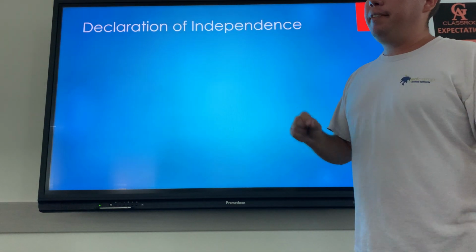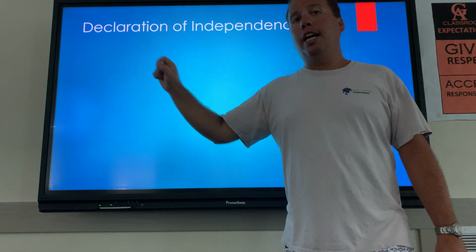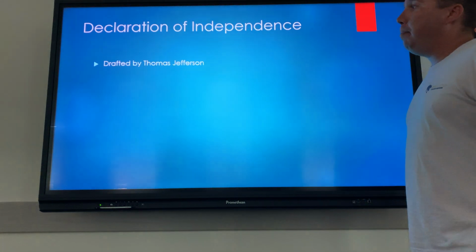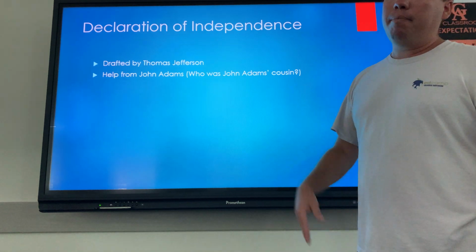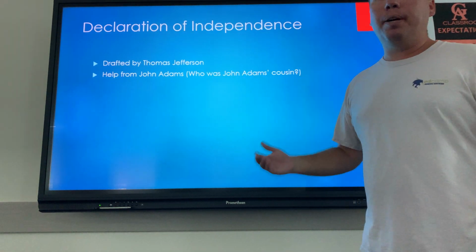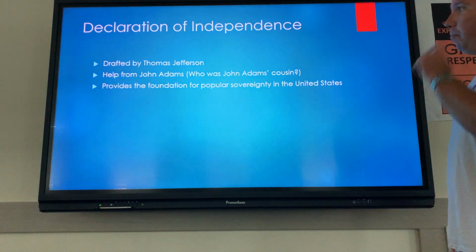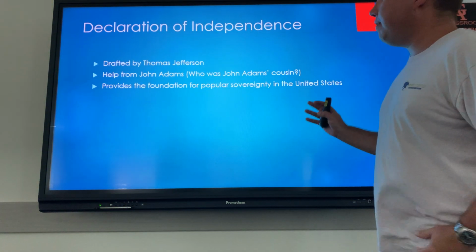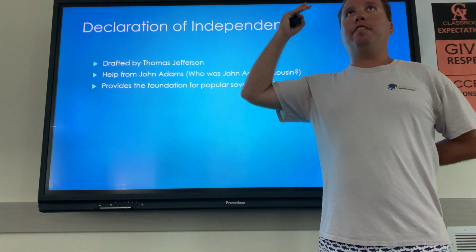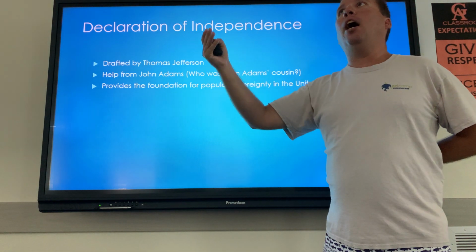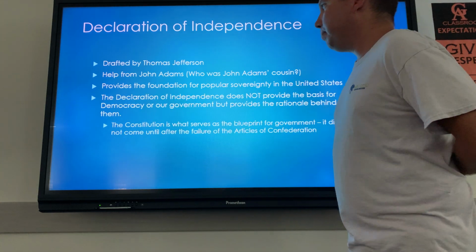Now, the Declaration of Independence, again, we're going to hit on this a little bit today, and we're going to really get to the Declaration of Independence later on in this unit. But it was drafted by Thomas Jefferson. He also got help from John Adams, and Sam Adams was his cousin that was also a leader in what eventually would become the American Revolution. And it provides the foundation for popular sovereignty in the United States. It provides kind of the philosophical rationale of why we wanted to be our own country and why we wanted to be free from the British.